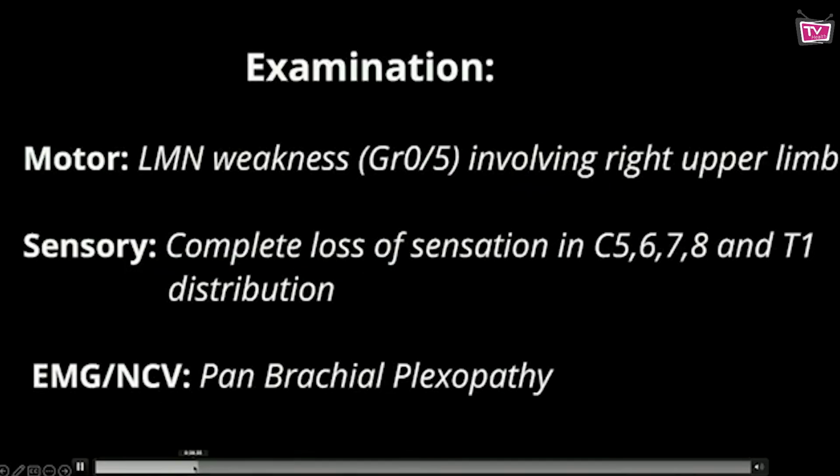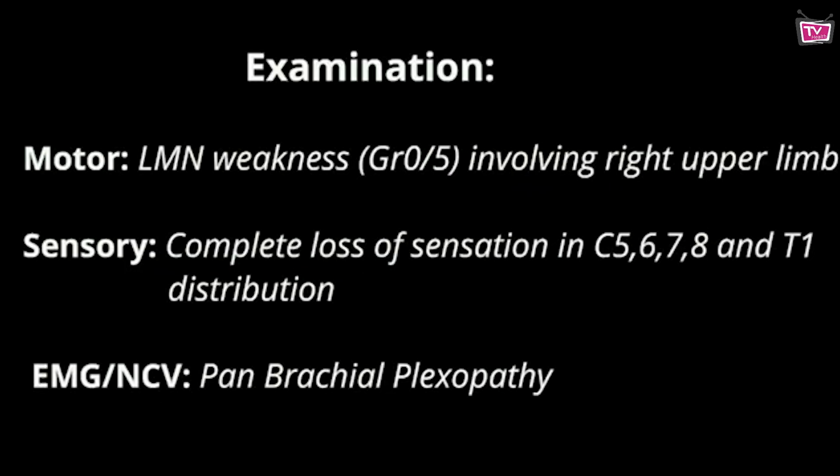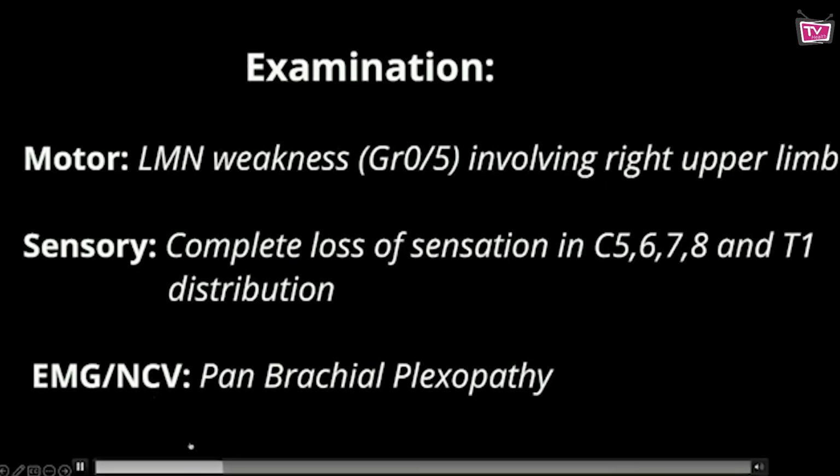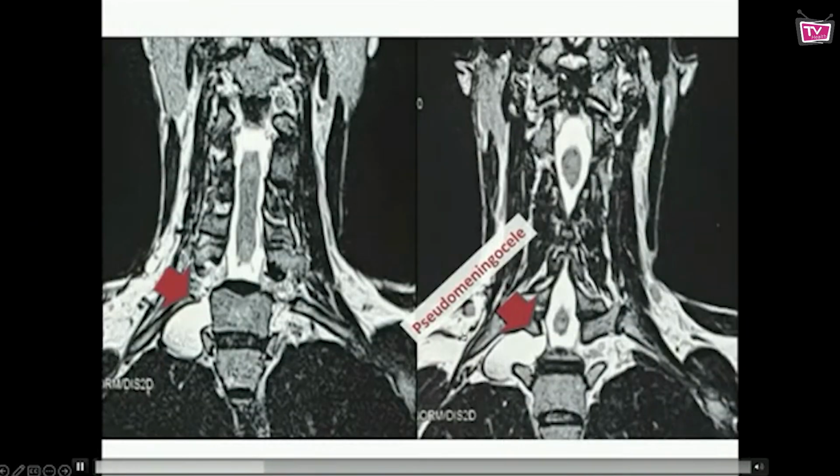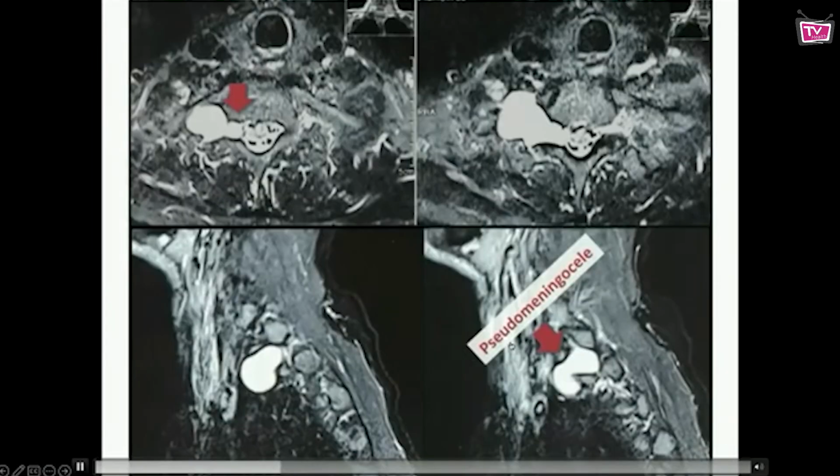And this is the video. I'll end with this. So it's a 55-year-old gentleman. He had a right upper limb brachial plexus avulsion. He had complete grade 0/5 on the right upper limb, complete loss of sensation. It was a pan brachial plexus injury, but he presented with severe onset pain. On MRI, you can see there is pseudomeningoceles. That is evidence that there's a root avulsion.